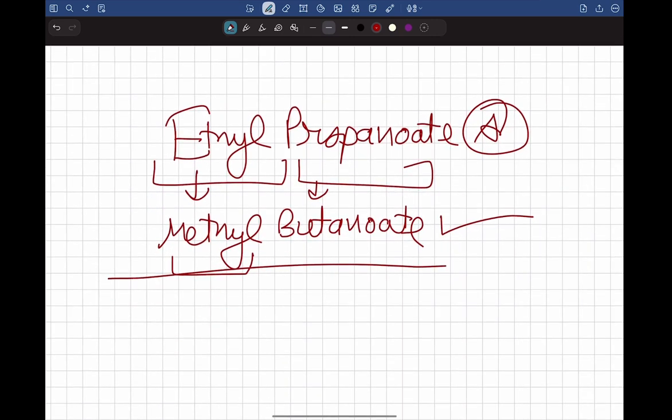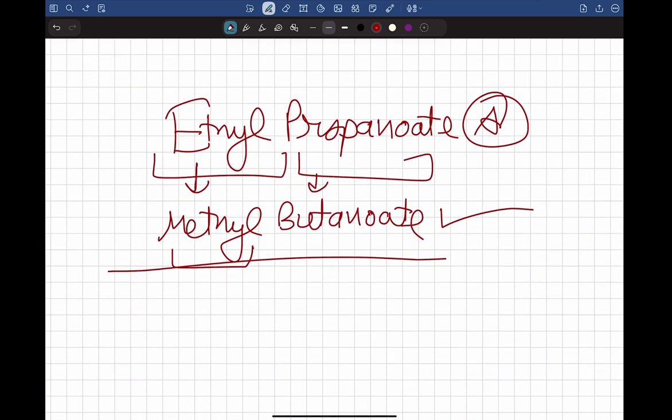Can we name another one? Yes. Earlier you decrease the alcohol, right? Now increase the alcohol. From ethyl you can write it as propyl. And propanoate can be written as butanoate. Are we making a mistake here? Yes, we are. See, we increase the alcohol here, right? So you will have to decrease the acid. Instead of propanoate, it will become ethanoate.